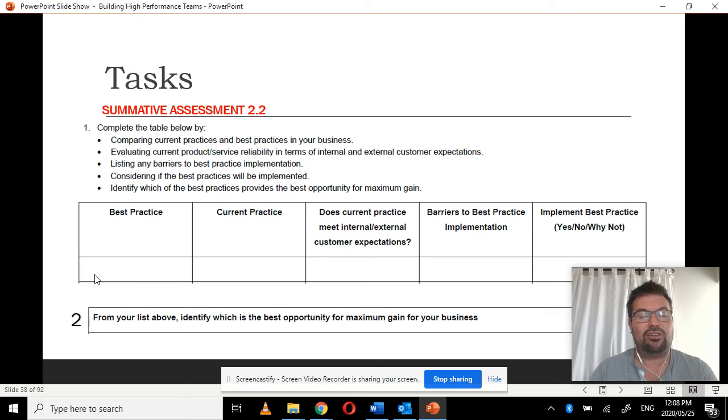Okay, so you're going to tell me about what is the best practice. Okay, so let's say we don't have normal written guides, training guides. We're going to have electronic guides. What is the current practice? Well, we have printed out guides. Does the current practice meet the internal customer expectations? So, who are your customers? You've got to take a look at it.